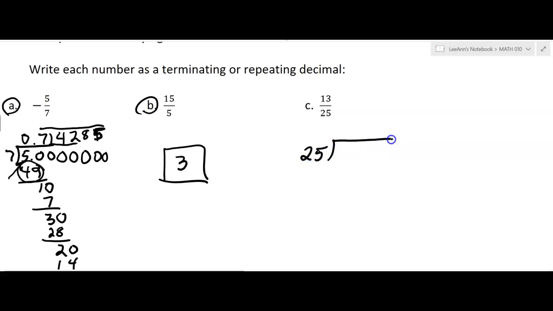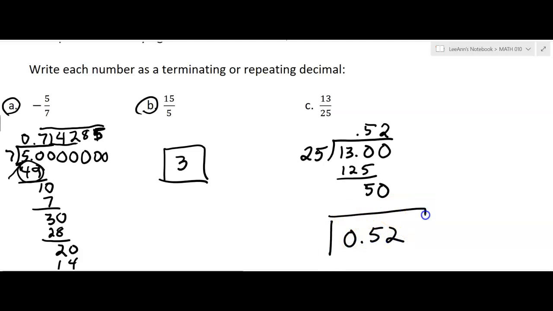25 into 13. So we'll do the same thing. We'll set up a long division here, 0.0. Think of 25 going into, what, 130? It's going to be 5 times. 5 times that's 125. And then I subtract. Oh, good. 25 goes into 50 twice. Okay, that one wasn't so bad. So 0.52. That's a terminating decimal. It was not negative, so we will just leave it like that.